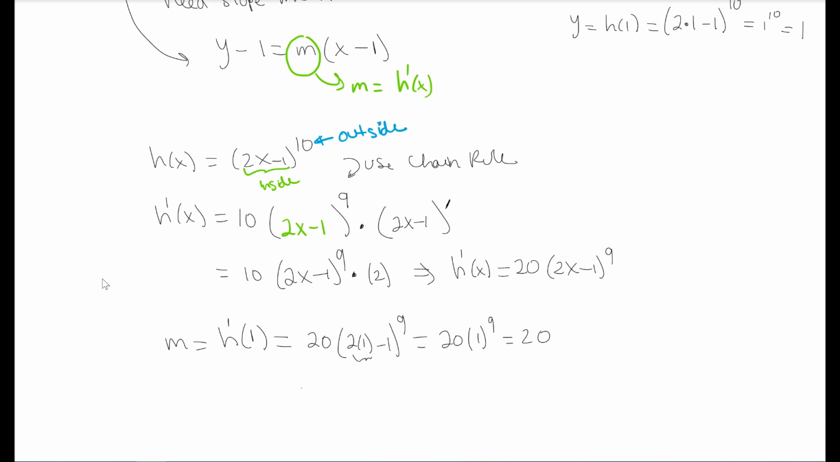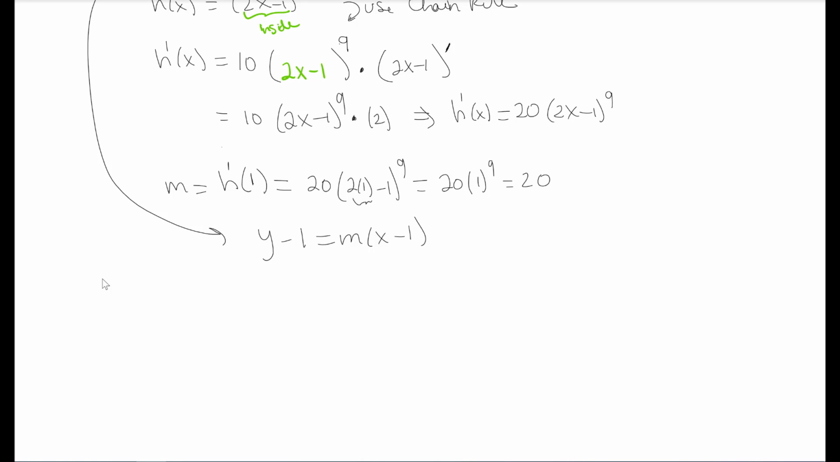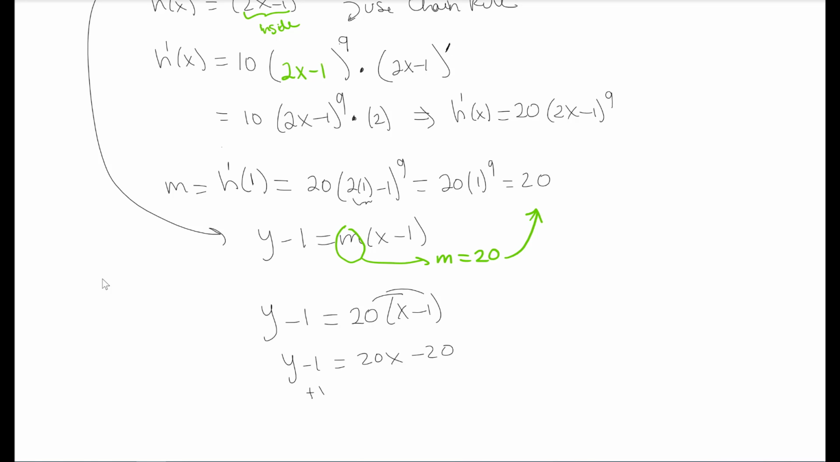Now back to our equation, right up here we had y minus 1 equals m times x minus 1. Now we know m is 20 based on our work with the derivative, so we can plug it in. So I'm going to have y minus 1 equals 20 times x minus 1, and solve for y. Distribute the 20 in and add 1 to both sides.